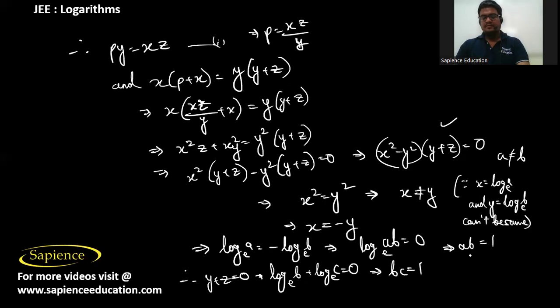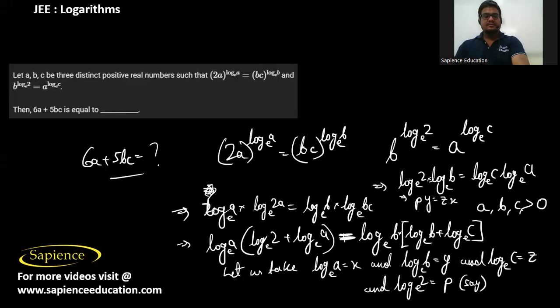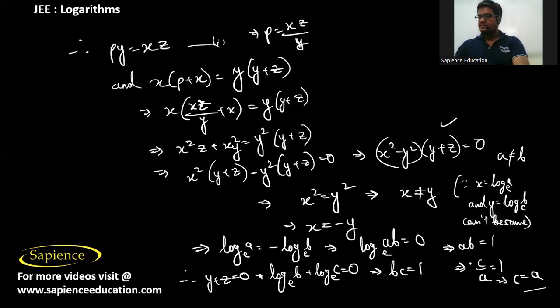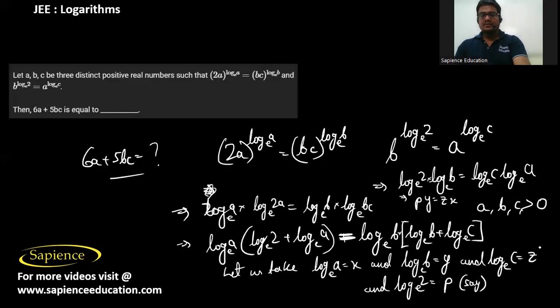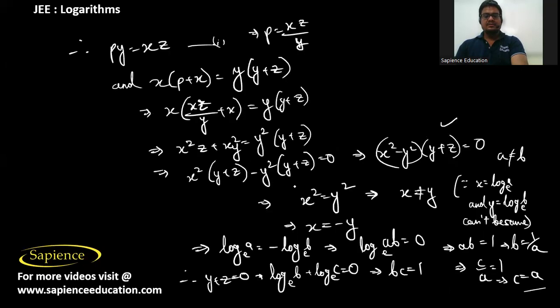So if we divide them, then we will get that c by a is equal to 1. So it means that c is equal to a. And from here we get b equal to 1 by a, and c equal to a. bc equal to 1.